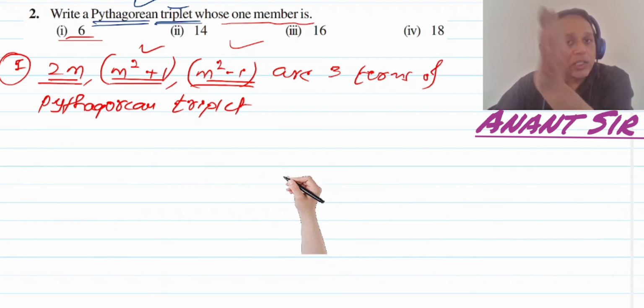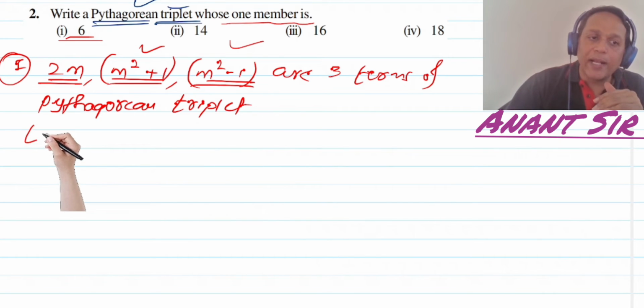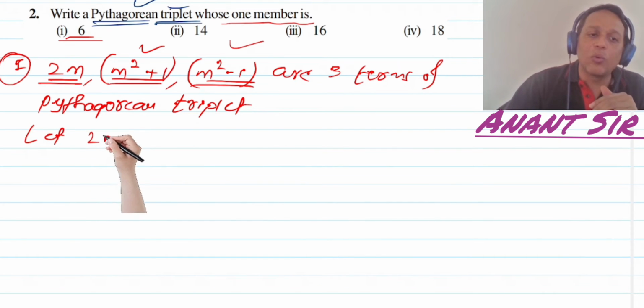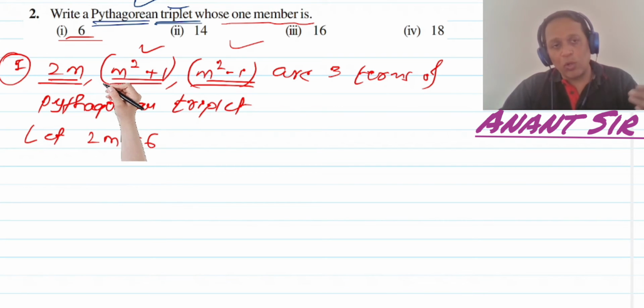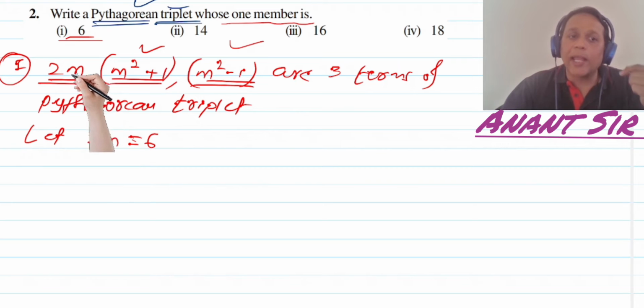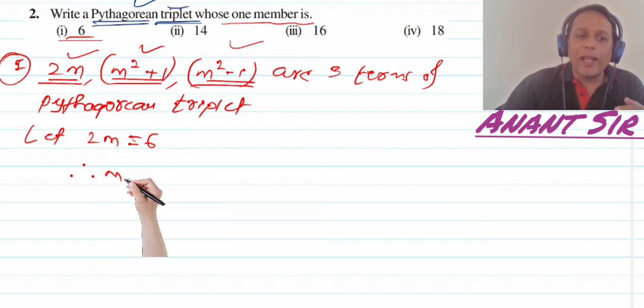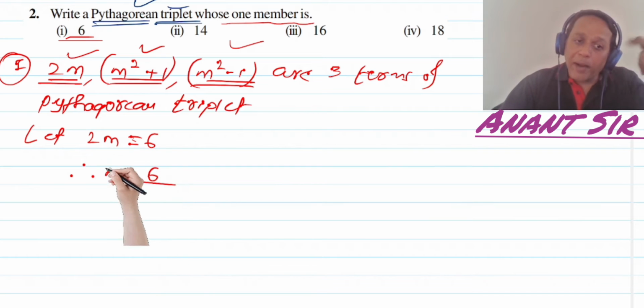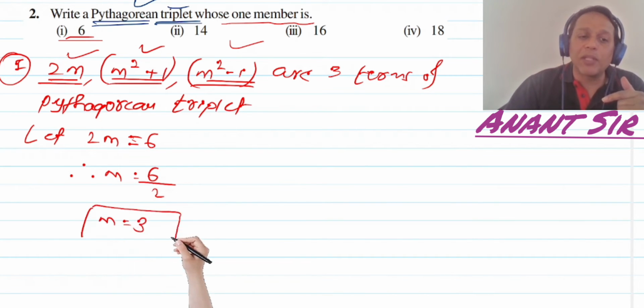So we will do this part in rough, okay, and in the fair copy you can directly start with, let us take 2m is equal to 6. We are given one term, right? Let that term be 2m. So from that, can we find m? Yes, multiply by 2 will become divide here and we will get the value of m is equal to 3.